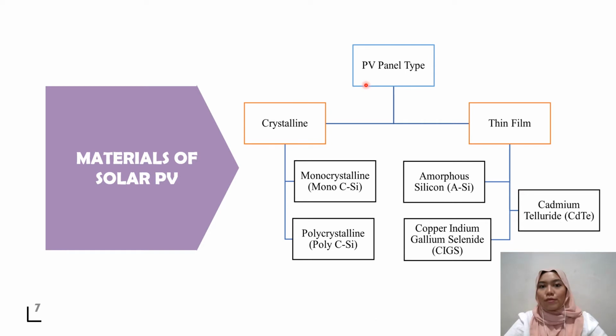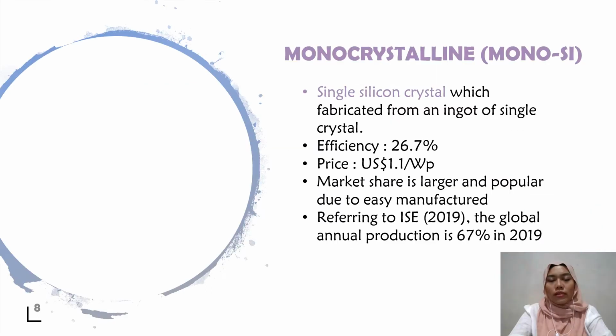Materials of solar PV. As you can see in the illustrated figure, the PV panel type is divided into 2 groups. One is crystalline and the other one is thin film. The crystalline consists of monocrystalline and polycrystalline, while thin film consists of amorphous silicon, copper indium gallium selenide, and cadmium telluride. Let us see the details for each material.